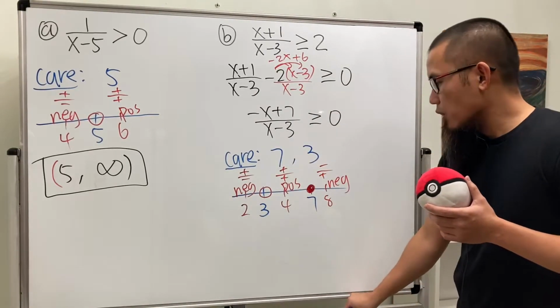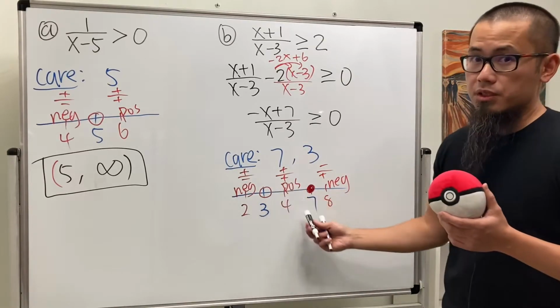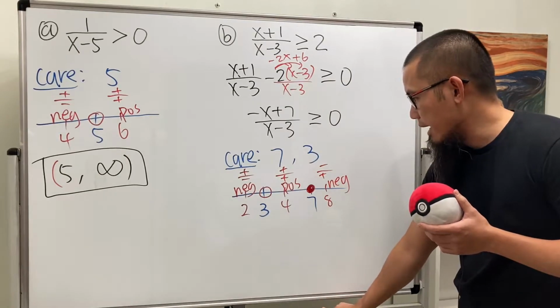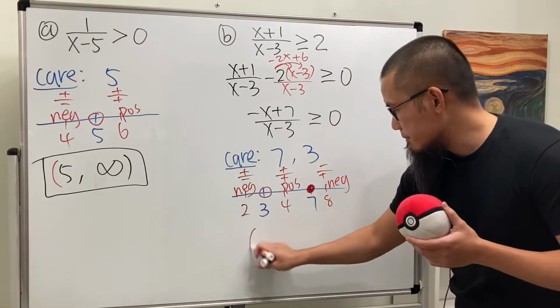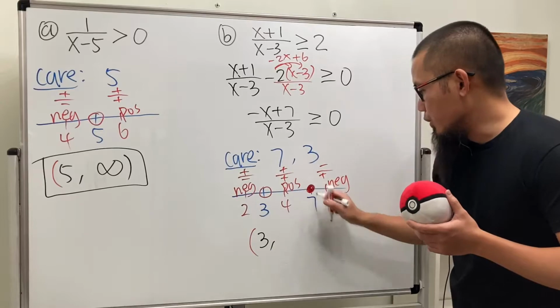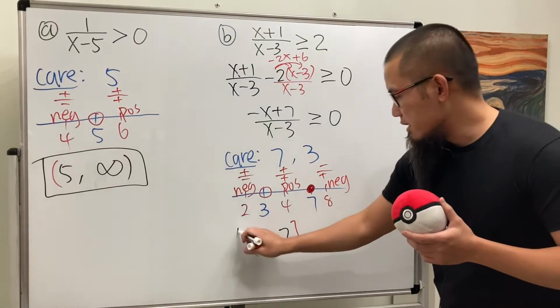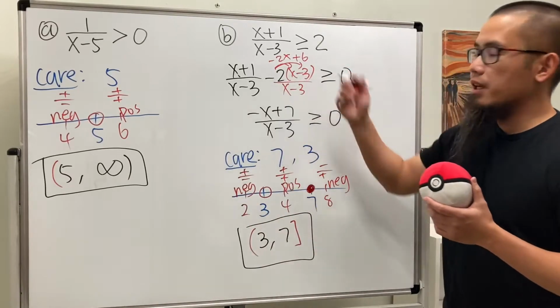Alright, so we just care about this piece, right? And you see, we do not want to have 3, so let's go ahead and use a parenthesis for that. And then we do want to have 7, so be sure we use a bracket. So ladies and gentlemen, this right here will be the solution for that inequality.